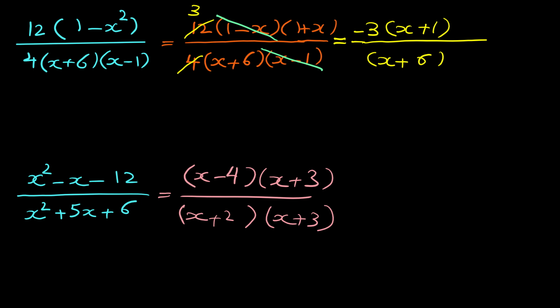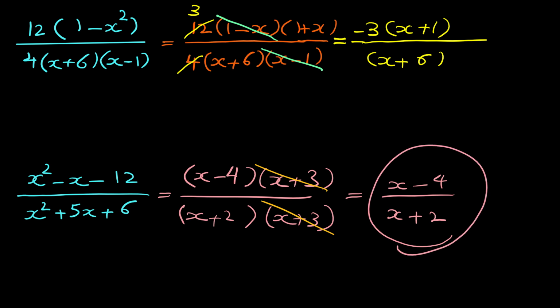Now look for a common factor between numerator and denominator. You can see that this is the common factor. After cancelling these common factors, we have x minus 4 over x plus 2. This is the simplified form of this rational expression.